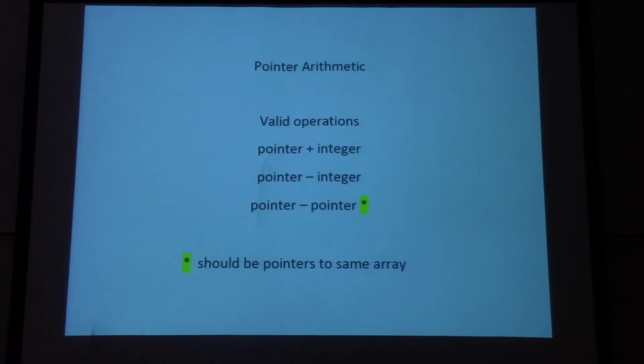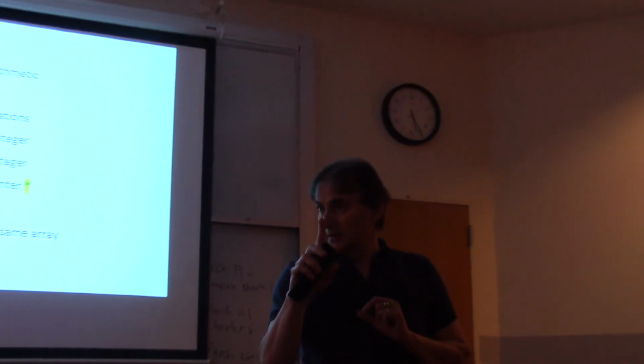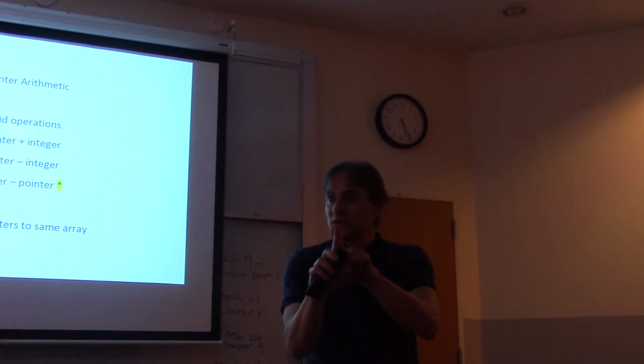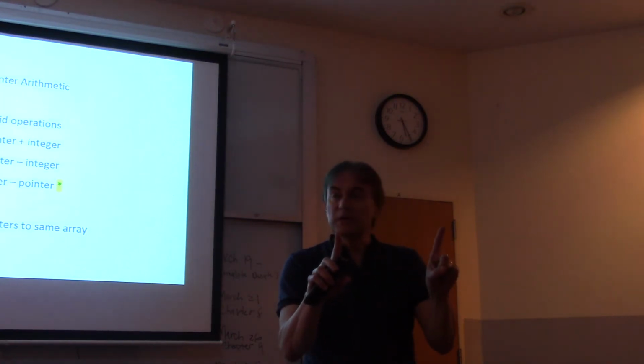Okay. So let's stick with pointer arithmetic. Valid operations: pointer plus integer. We know that. Pointer minus integer. We know that too. Pointer minus pointer. It's legal, but should be pointers in the same array. Suppose I have a pointer to a buffer, also known as an array, right? And then I start this pointer the same place, and I do plus, plus, plus, plus, plus, plus, plus, plus. So now this pointer has offset into this array.